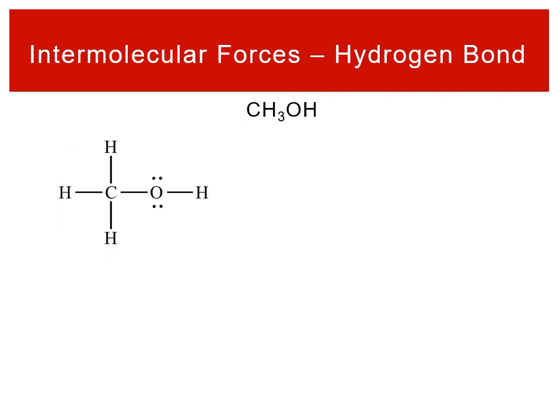So the question is, can this form hydrogen bonds once we have the Lewis structure? O is covalently bonded to H. Yes, this can form hydrogen bonds. Once we see that feature in the molecule, we are done.